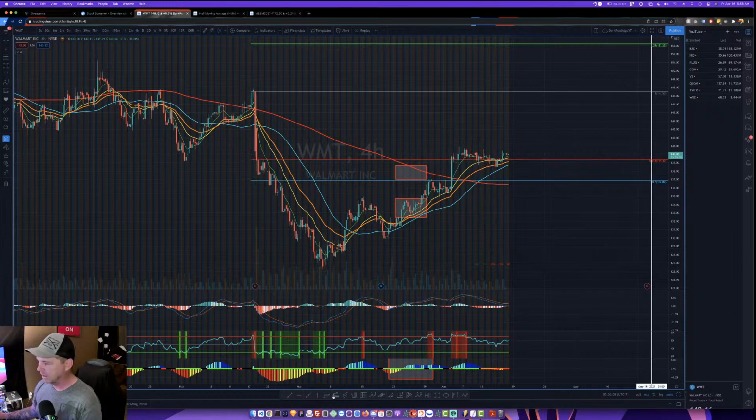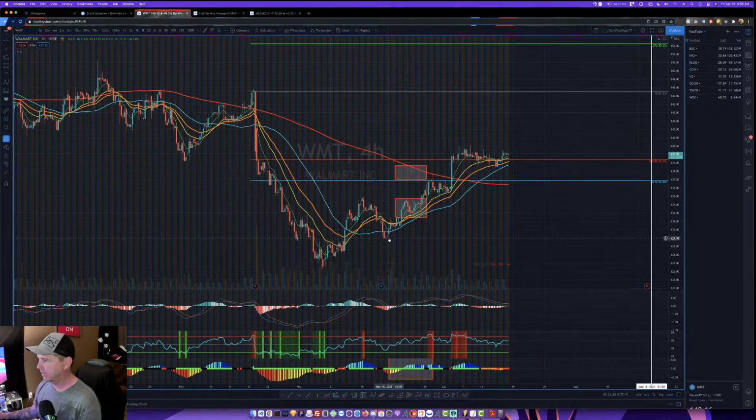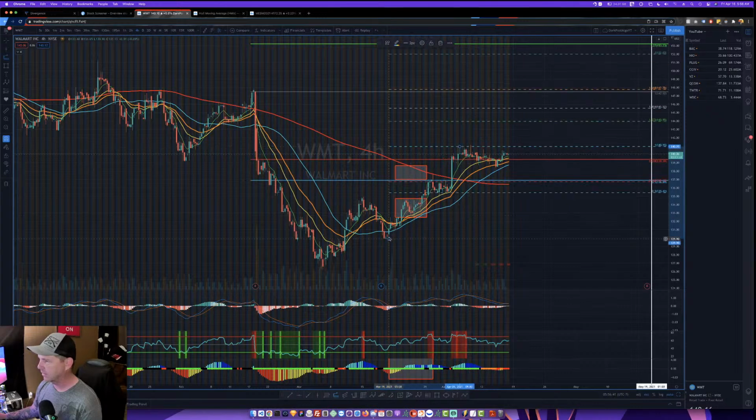Walmart Fibonacci is telling us that we could anticipate, that one, it's not that one, it's this one. Oh, Fibonacci extension, previous low, previous high, previous low. 147.50 is my target.